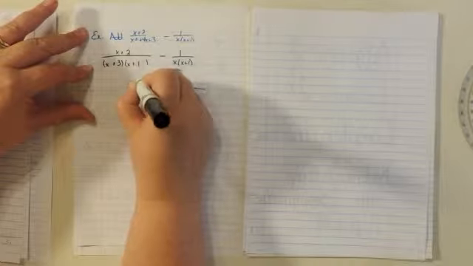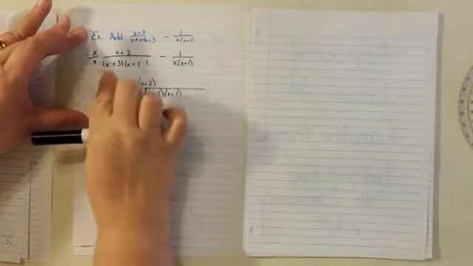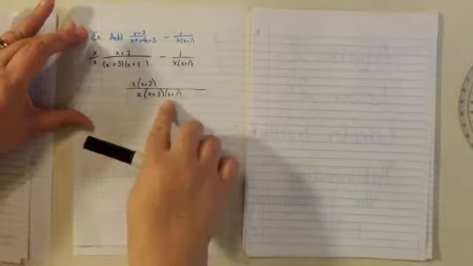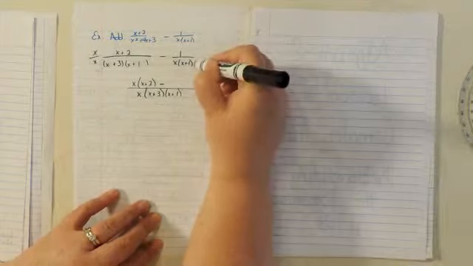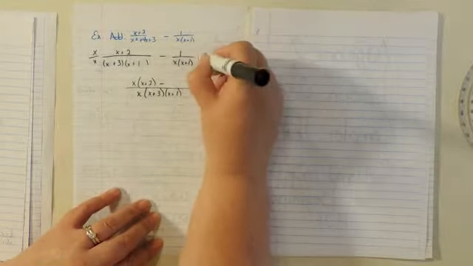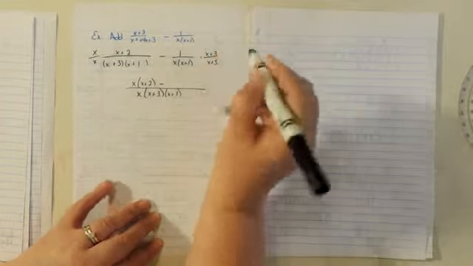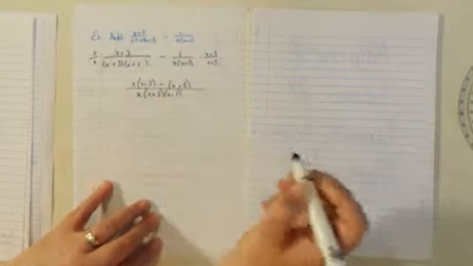So we'll have an x times x plus 2, and then when we multiply the x to the bottom, we'll have x times x plus 3 times x plus 1. Over here, we're going to need an x plus 3. We already have x and the quantity x plus 1, so we need x plus 3 on the top and bottom. So this is going to be the quantity x plus 3 with the same denominator.